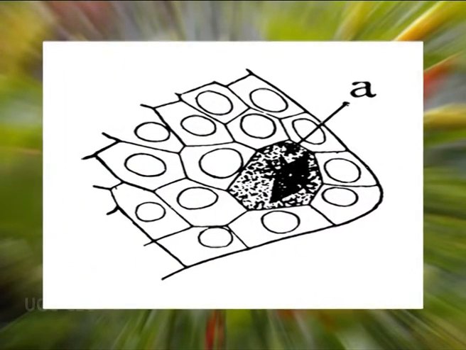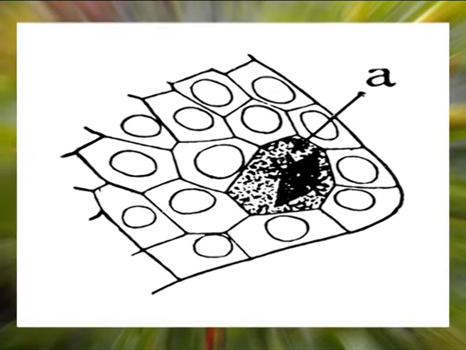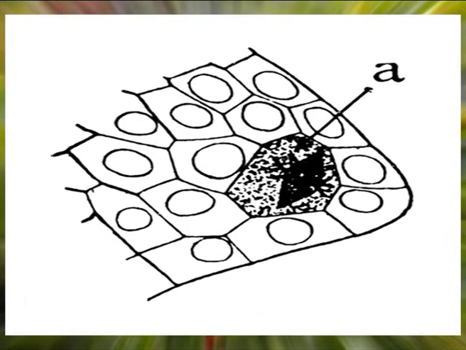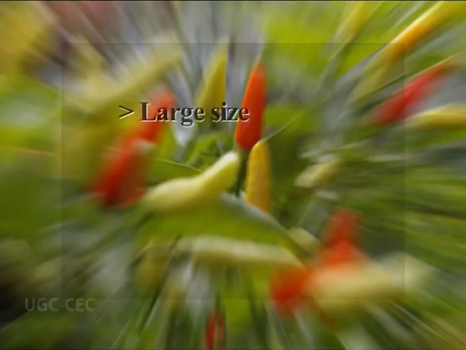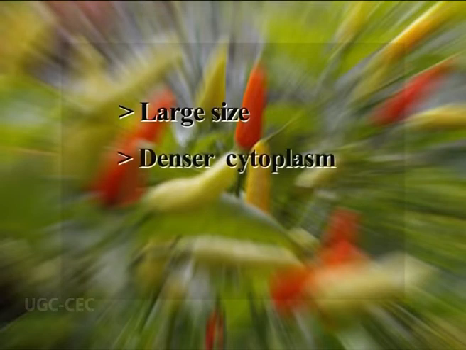Now, the various phases of female gametophyte. First, megasporogenesis. During megasporogenesis, a single hypodermal cell in the nucellus functions as the archesporium. It becomes more prominent than its surrounding cells because of its large size, denser cytoplasm, and larger nucleus.